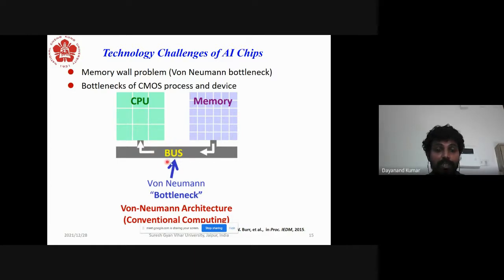We say it's the bottleneck issue because during mass data storage, you need high power. In our human brain, there are billions of neurons, so you cannot use such kind of devices for the human brain, because you need high power, and that is not suitable for an artificial intelligence system. In our human brain, neurons and synapses are connected together, but here is the gap, because the memory and CPU are separate. So this computer cannot be used for an artificial intelligence system.